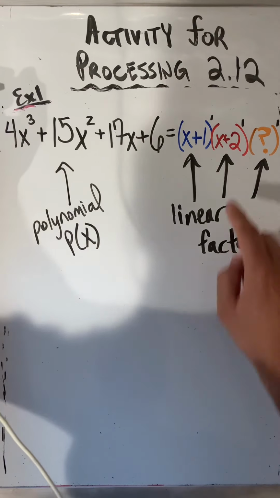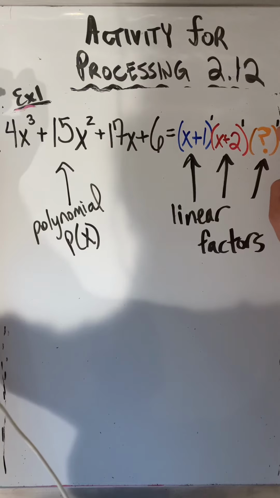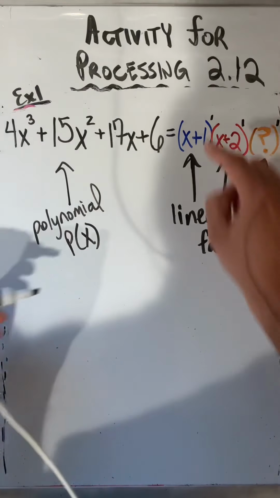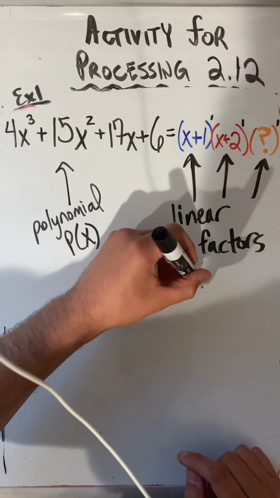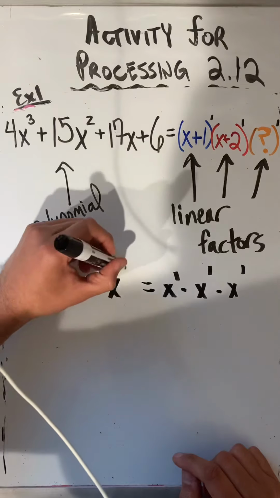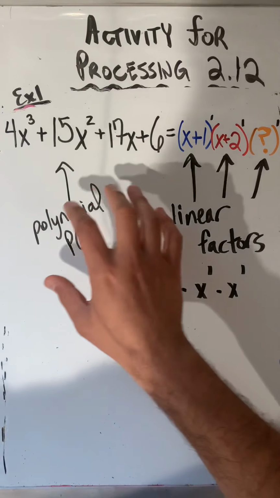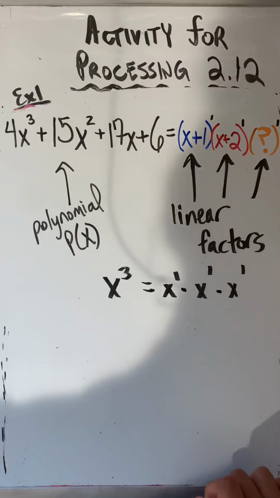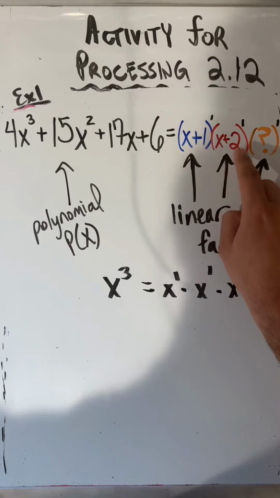So just to remind you folks, once again, these three linear factors, when you multiply them, 1 times 1 times 1, you add the exponents. So it's like this, x to the 1, x to the 1, x to the 1. If you multiply them, they will give you a cubic, a degree 3. So we're going to take this polynomial, which is degree 3, and break it down into a product of three linear factors. We know the first two, we don't know the third one.